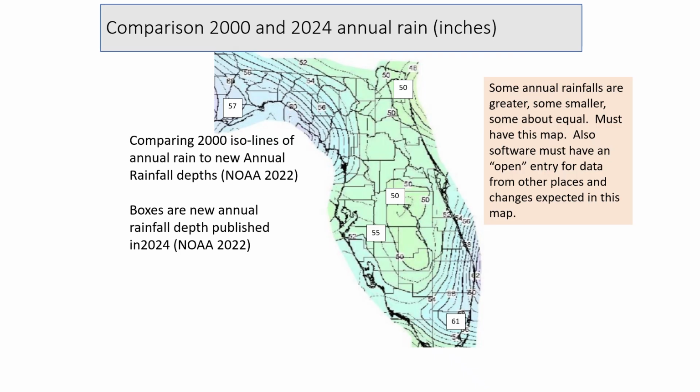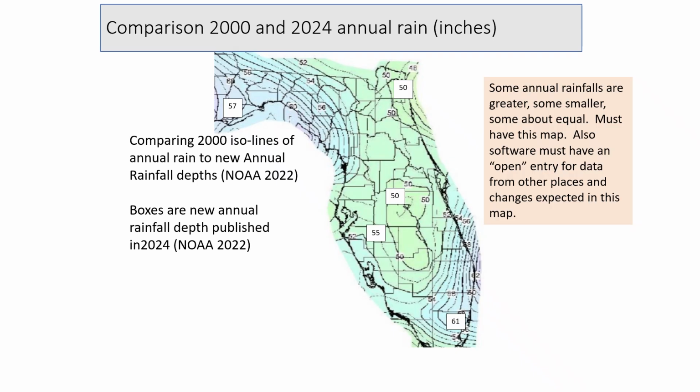Here we are comparing the annual rainfall data from the year 2000 with updated information for 2024. The 2000 data, often referenced from Harper and Baker's 2007 publication, is being examined against new annual rainfall depths published by NOAA in 2022, which are the 2024 values. The numbers you see in the boxes on the map represent these new annual rainfall depths for 2024. Upon comparing these datasets, we observe varied changes.